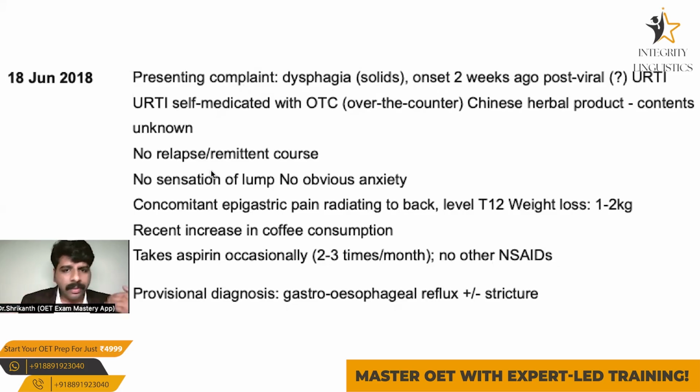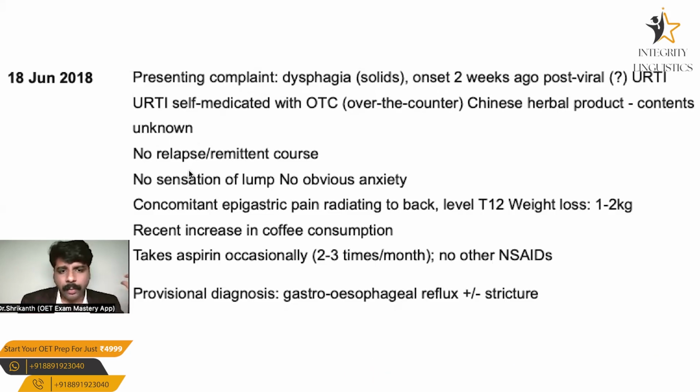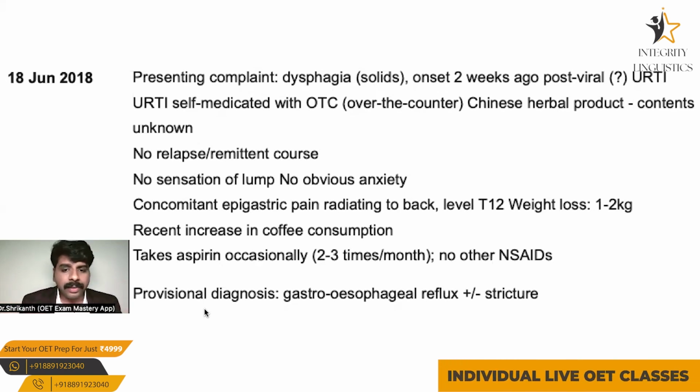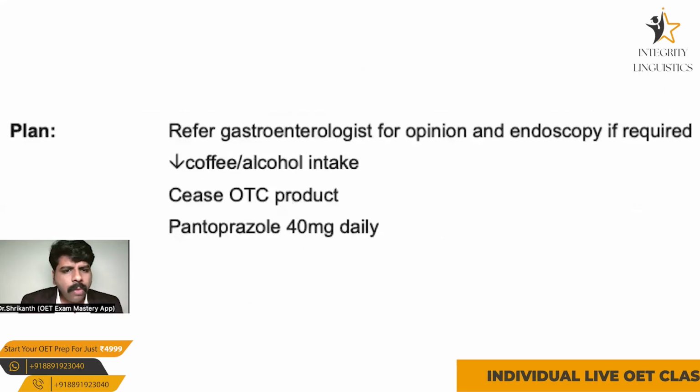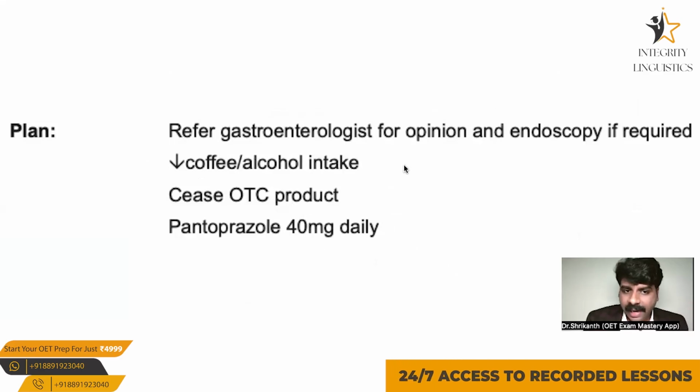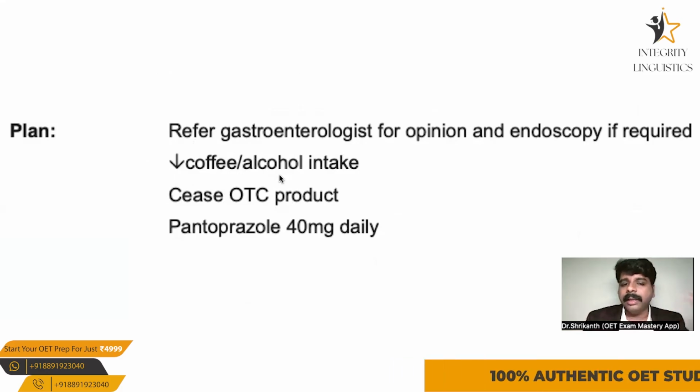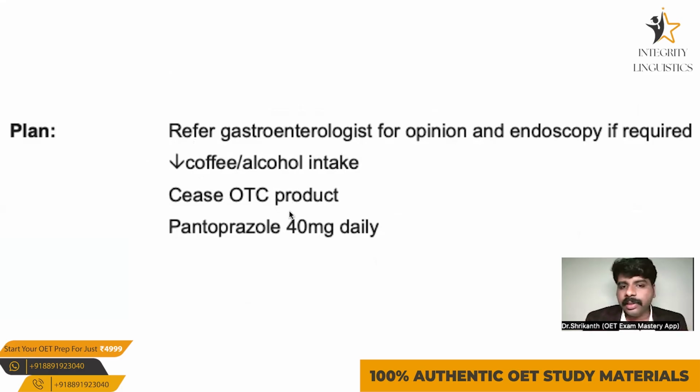And then we have lots of other medical information there. So upper respiratory tract infection, there was no relapse of URTI, okay, recent increase in coffee consumption, takes aspirin, and the provisional diagnosis. So what does provisional diagnosis mean? The preliminary diagnosis or the initial diagnosis, that is gastroesophageal reflux disease. All right, so as you can see over here, we have so much information, and then we have the treatment plan. So the treatment plan is to refer the patient to a gastroenterologist, and the patient needs to decrease her coffee consumption, decrease her alcohol consumption, stop OTC products, etc.